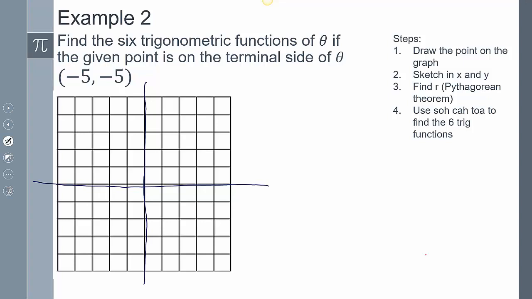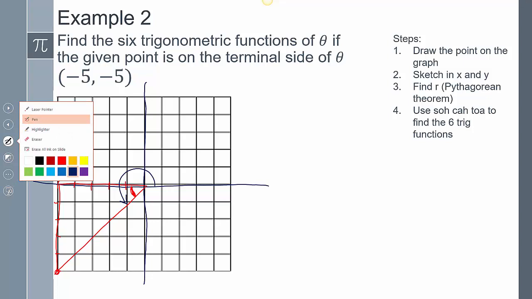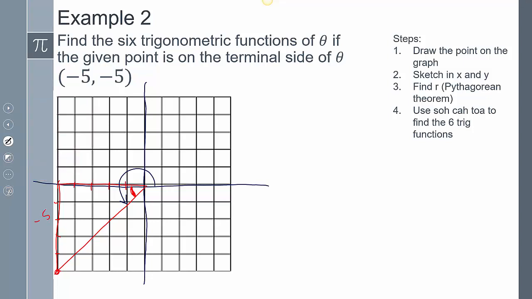For this next one here, if I were to plot this value, -5 and -5, I'm going to get this value here. And so here's going to be my triangle. My reference angle is this, even though my rotation is going to be this. So now labeling this is going to be -5 and this is going to be -5. Now if I use the Pythagorean theorem, this is going to be 5 root 2.